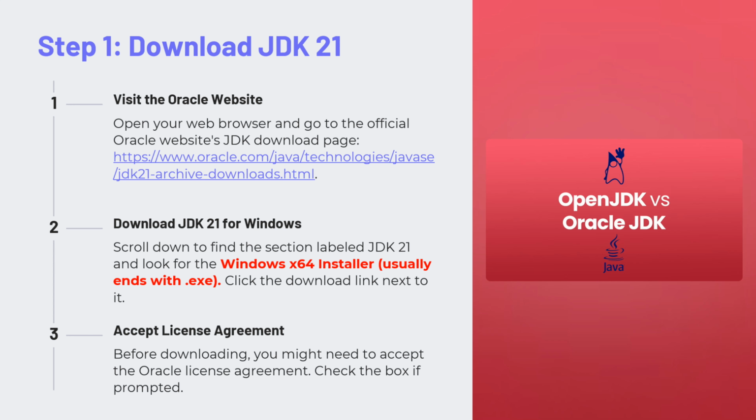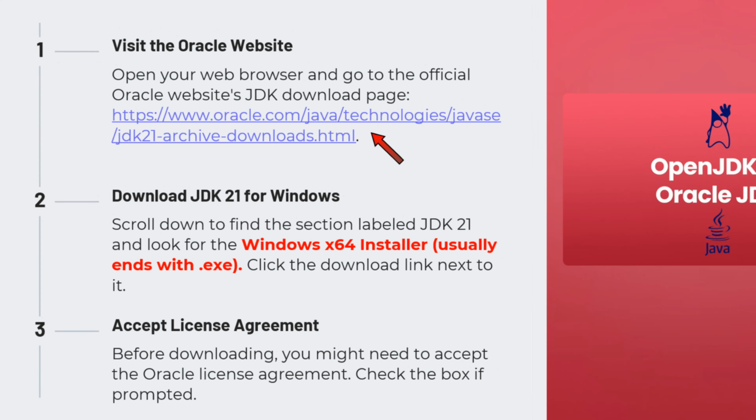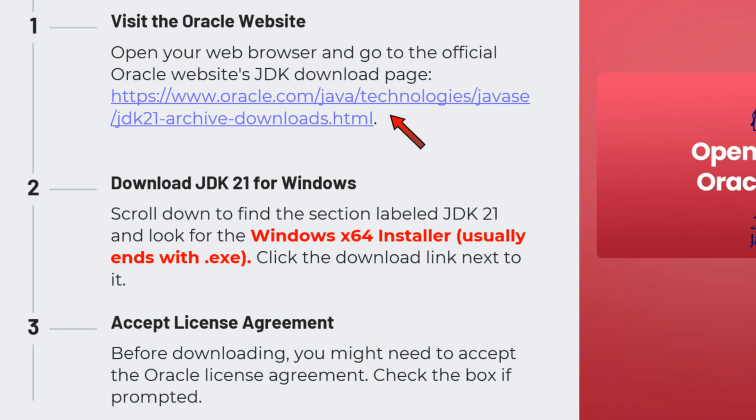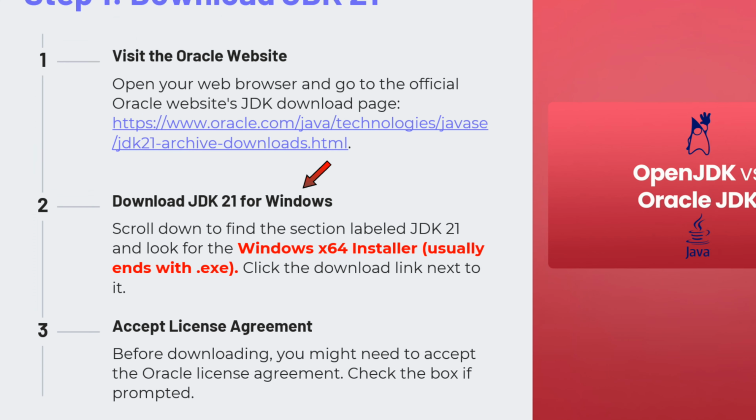Step 1 is you have to download JDK 21. For that you have to visit this Oracle website. Then download JDK 21 for Windows. Check Windows 64 installer, which usually ends with .exe. Download the installer.